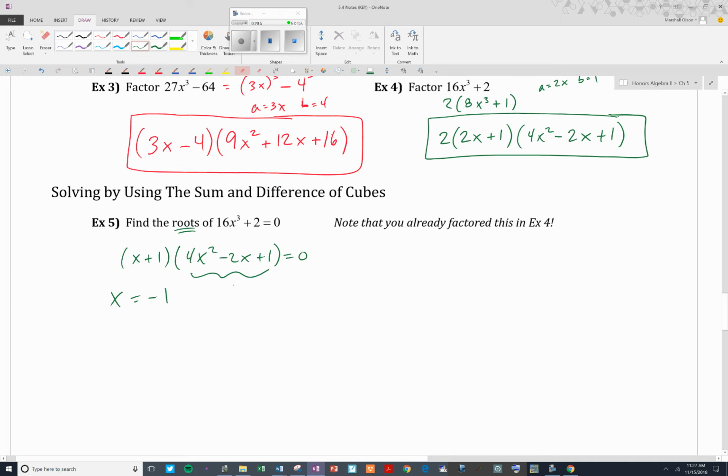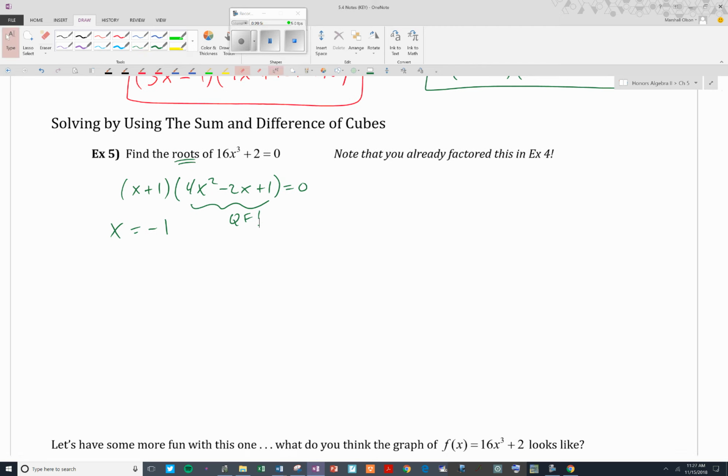This guy, we're probably going to have to use the quadratic formula. You could complete the square if you want. Have fun at that. I'm going to use the quadratic formula here. I'm going to find my b squared minus 4ac first, my square root of my discriminant. So b squared would be negative 2 squared, which is 4, minus 4 times a times c. A is 4, and c is 1. Okay, make sure you're looking at the numbers there when you're using the quadratic formula. So if I simplify this, I get 4 minus 16, which is negative 12.